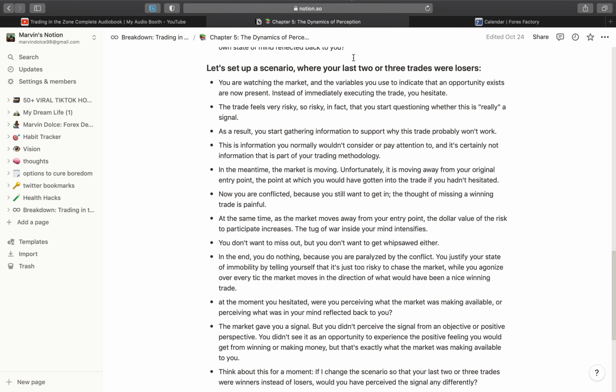Let's set up a scenario where your last 2 or 3 trades were losers. You are watching the market and the variables you use to indicate that an opportunity exists are now present. Instead of immediately executing the trade, you hesitate. Like my second trade. Instead of me executing the trade, I could have hesitated. But I remember reading this and I said, nah, bro, you taking a trade. You know what I'm saying? It don't matter. And this is only if your last 2 or 3 trades were losses.